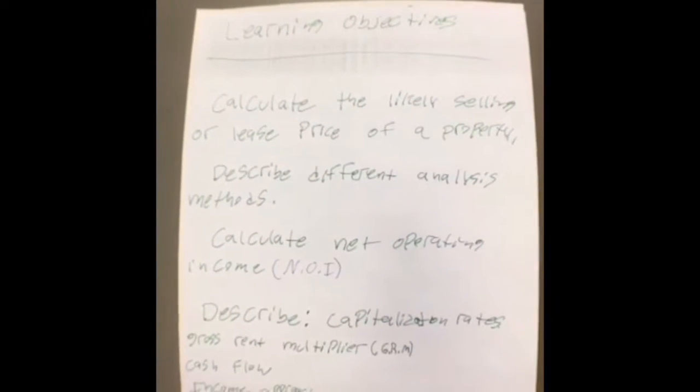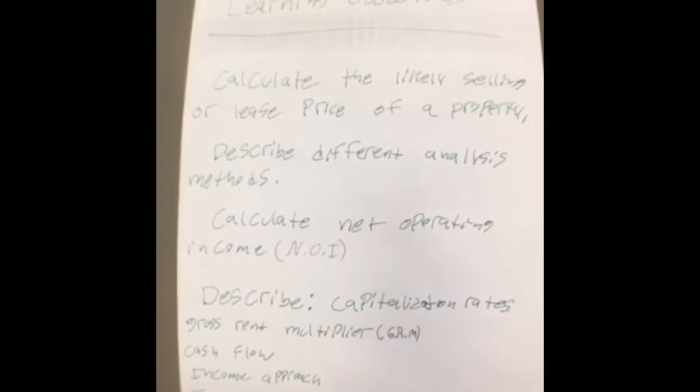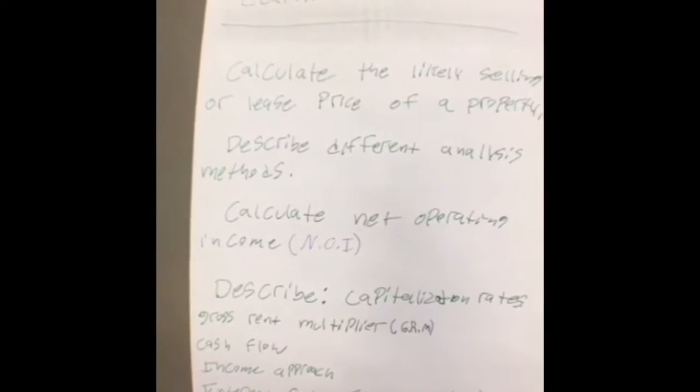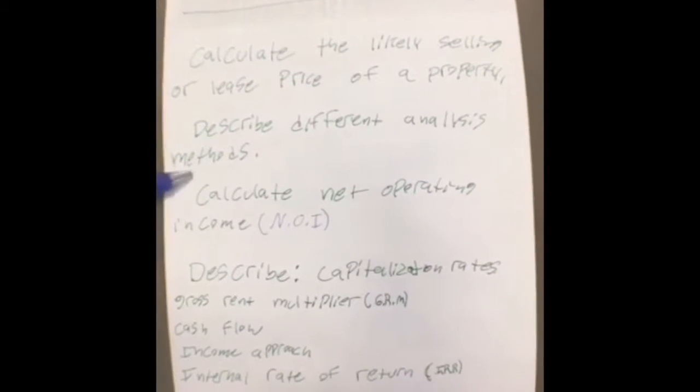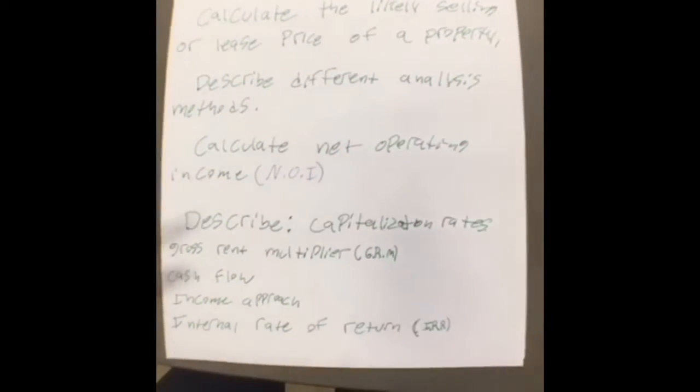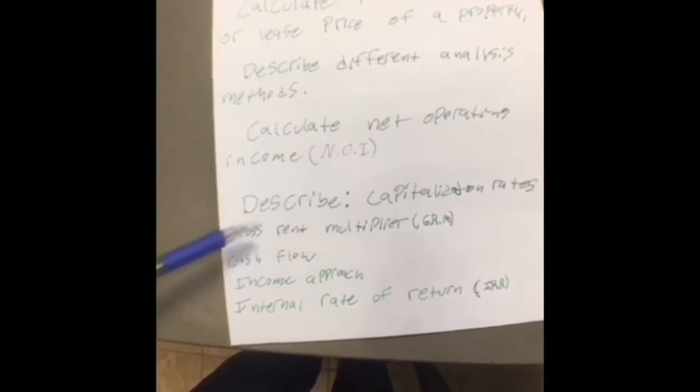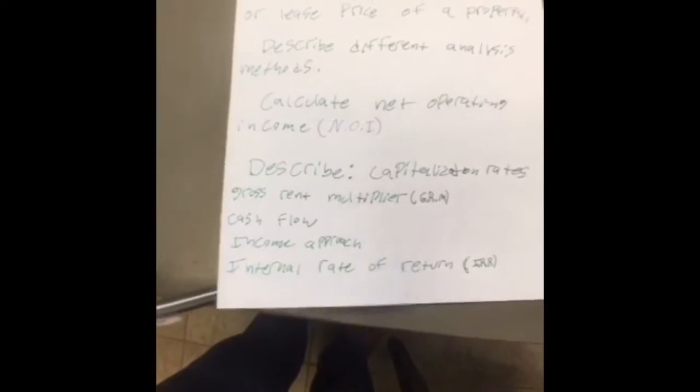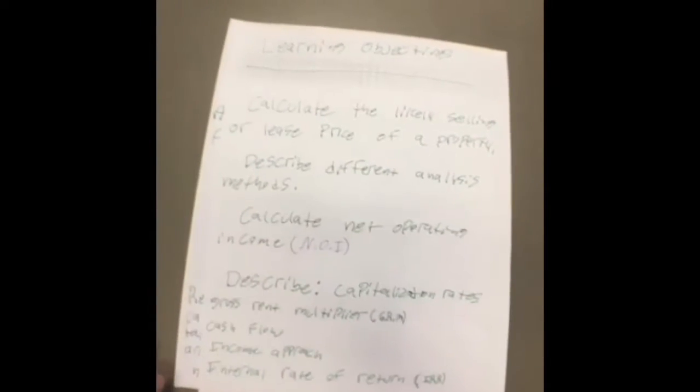So the learning objective: calculate the likely selling or lease price of a property, describe different analysis methods, calculate the net operating income, also known as the NOI, and describe the capitalization rates. Some of the terms we'll go over are gross rent multiplier, cash flow, income approach, and internal rate of return. These are things we'll discuss in a later video as well, so that will be some bonus material for you.